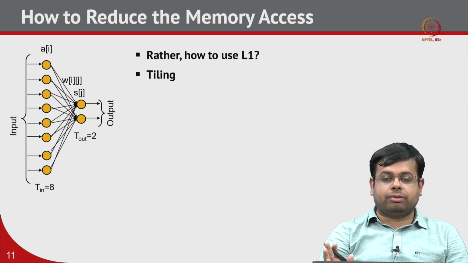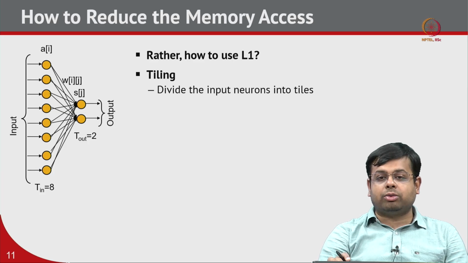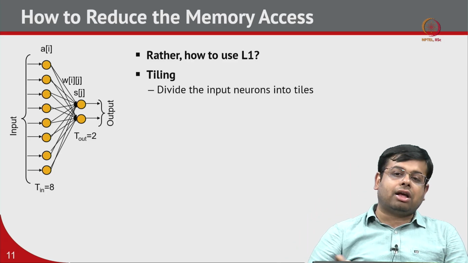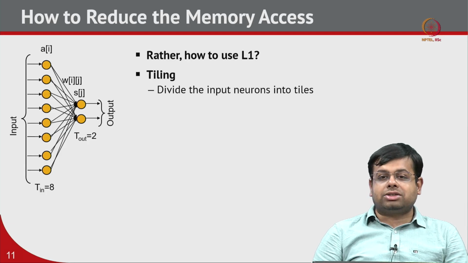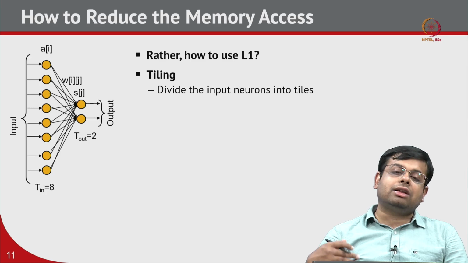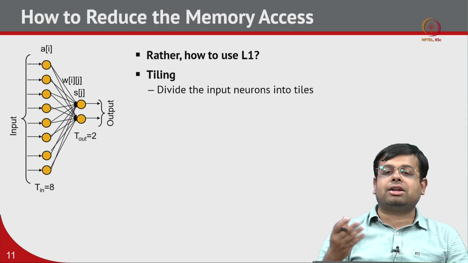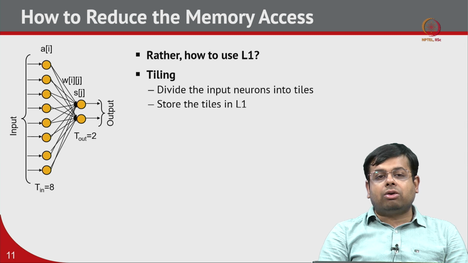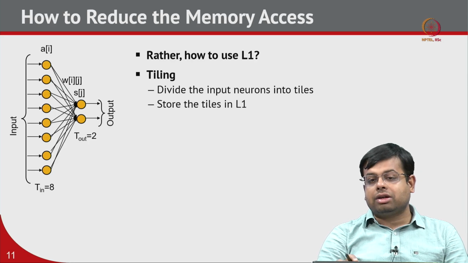So, instead of fetching all the input neurons at a time, we can divide the input neurons into tiles. As I was saying, let us say there are 100,000 neurons, and our L1 cache size is maybe only tens of KBs. Then we can divide the input neurons into tiles of such size that each just fits in the tens of KBs of L1 cache. We store these tiles in the L1 cache so that we can go ahead with the computation.